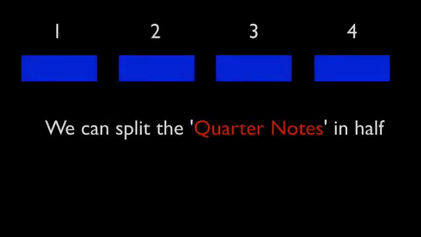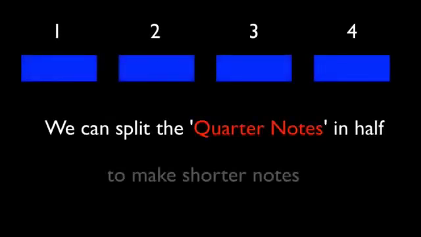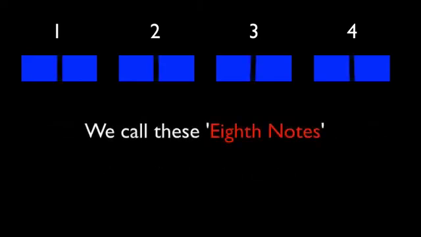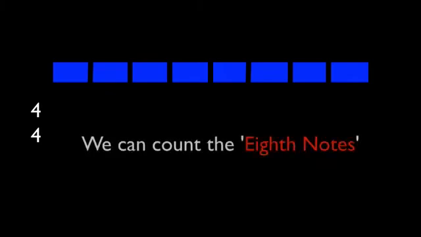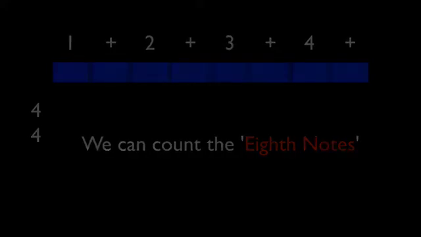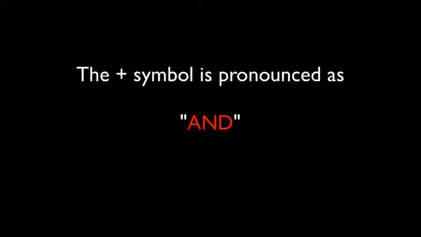We can split the quarter notes in half. We call these eighth notes, and this gives us 8 blocks of sound in a bar. Eighth notes are also known as quavers. We can count the eighth notes. 1 and 2 and 3 and 4 and. The plus symbol is pronounced as and.